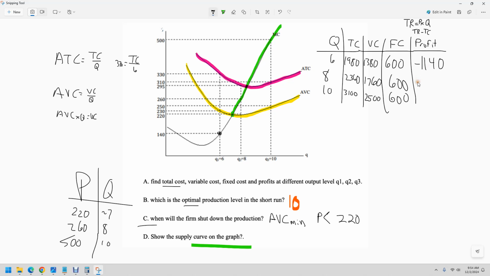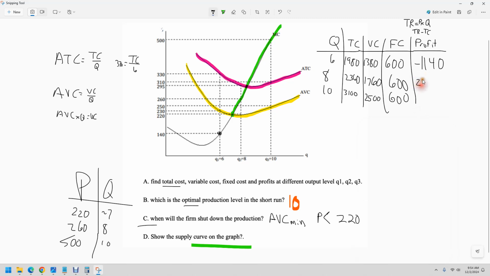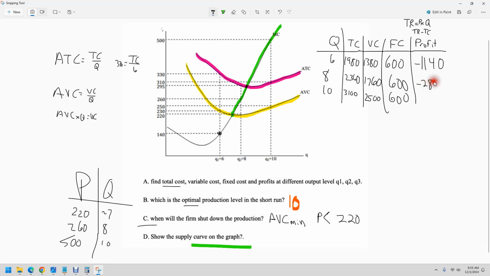1140. Okay, on this one, I'm going to find 8. Okay, so in order to produce 8, it would be 260. So 260 times 8, that total revenue, 2080. I don't need to write that. Just put 2080 minus the total cost of producing that many. That would be negative 280. And so we're still losing money. We're losing money everywhere. It's below 295.